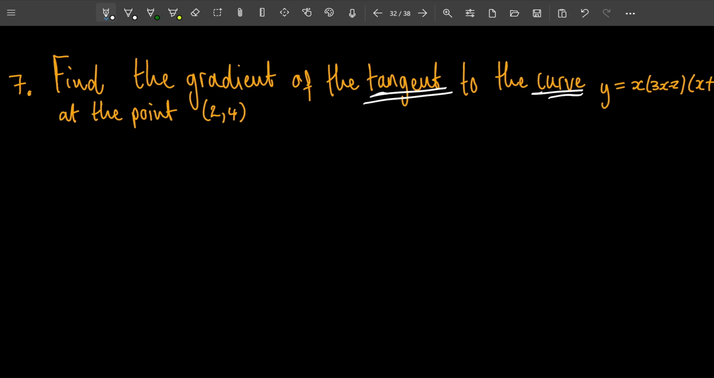So you have to tell us your location, then we can tell you the gradient. Okay? So, find the gradient of the tangent to the curve.